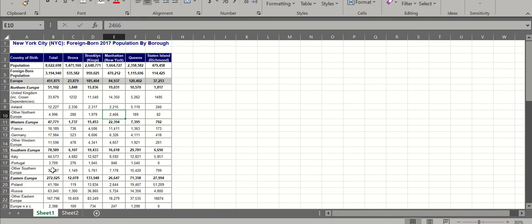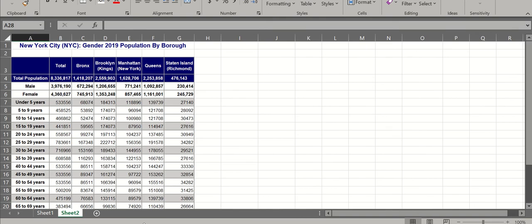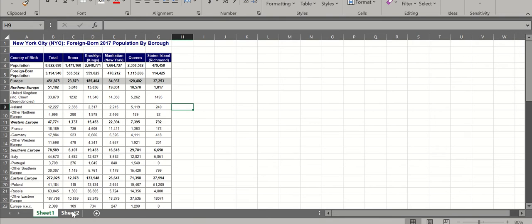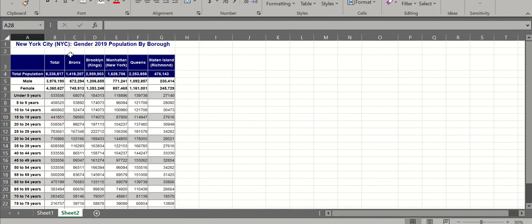So what I did is I dug up a similar data set. Right here is another data set that's very similar. Let me zoom out a little bit. As you can see, the format's almost the same. Here, instead of foreign born, it's telling you the gender. First it tells you the gender in each population, how many males there are in the 5 boroughs, how many females there are, and then it breaks it down by age, right?